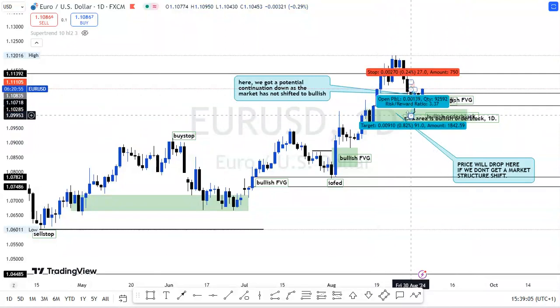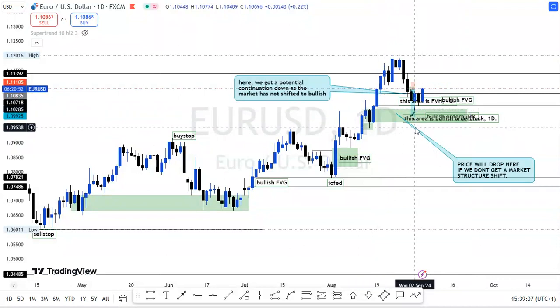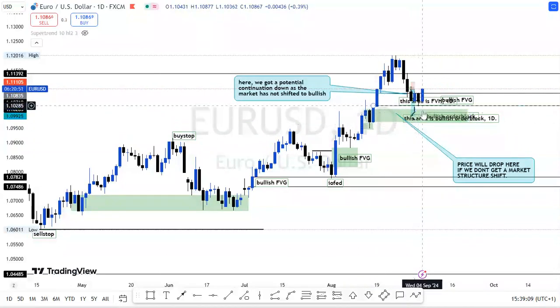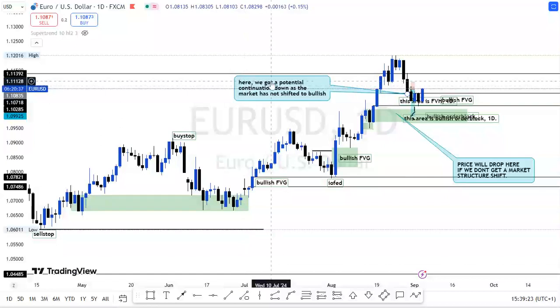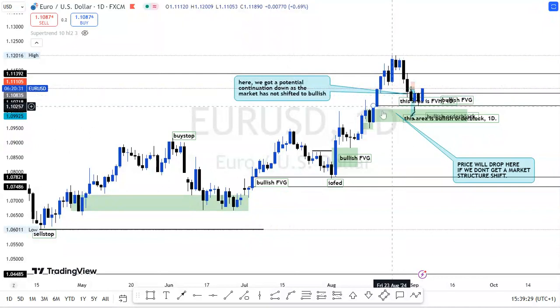Then I also identified this bullish order block, because on rare occasions price would do a deeper retracement into this bullish order block. So those were my 2 points of interest. So I said that here we have a potential continuation down, as market has not shifted to bullish, because that was seen on the hourly time frame.